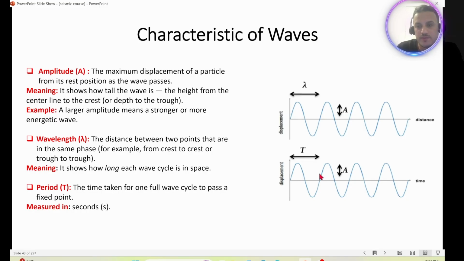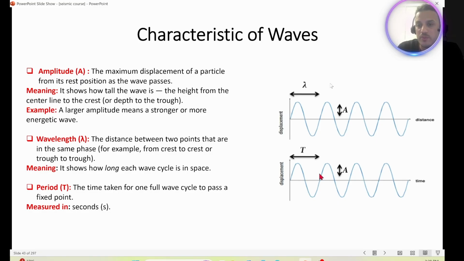What is the amplitude? The amplitude is the maximum displacement of a particle from its rest position as the wave passes. If we imagine this is the rest position, in the normal condition we have rock particles at rest. Then when the energy is released, these particles will move up and down if the wave type is a shear wave, the secondary wave, and they will move horizontally if the wave type is a primary wave.